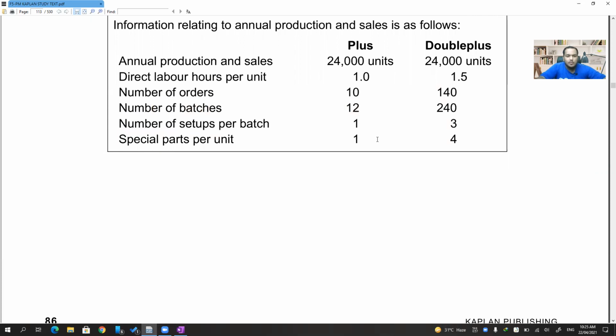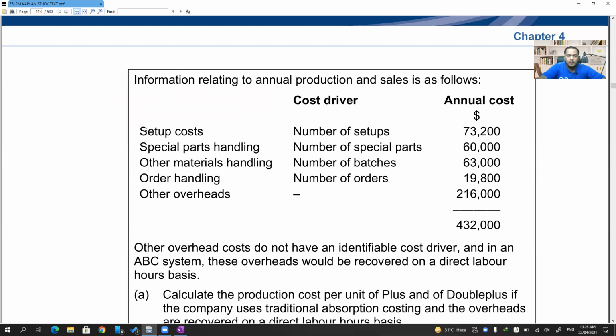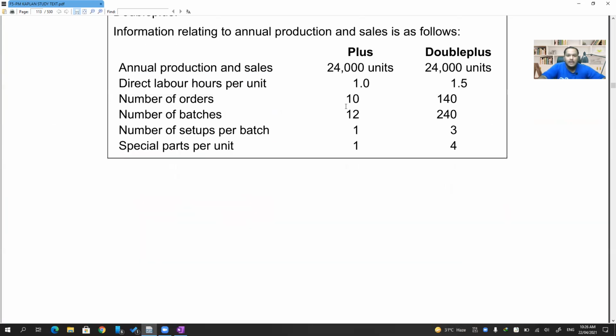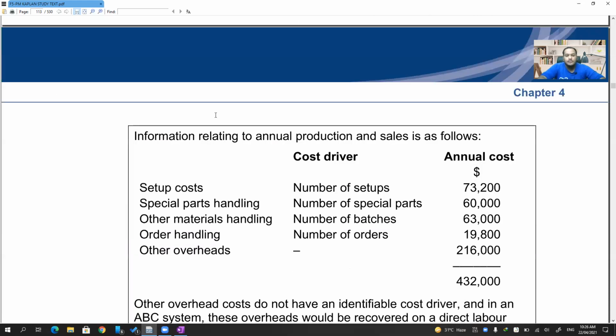Number of batches, number of setups, number of special parts. Now, please be careful here. Number of batches are given. Number of setups per batch is given. So you'll have to multiply the number of batches by the per-batch setups to get the total number of setups. See, setup cost is there. This has to be on the basis of number of setups. So you'll have to multiply 12 into 1 and 240 into 3 to get the total number of setups. This is setups per each batch, multiplied by the number of batches.